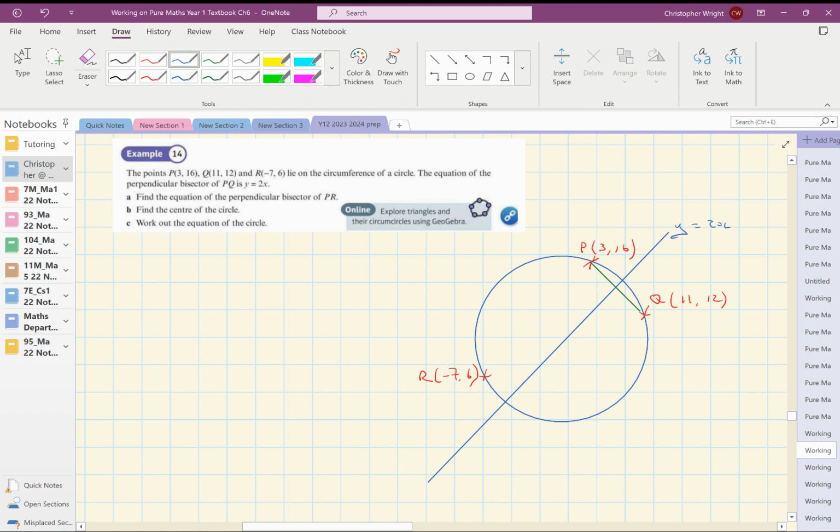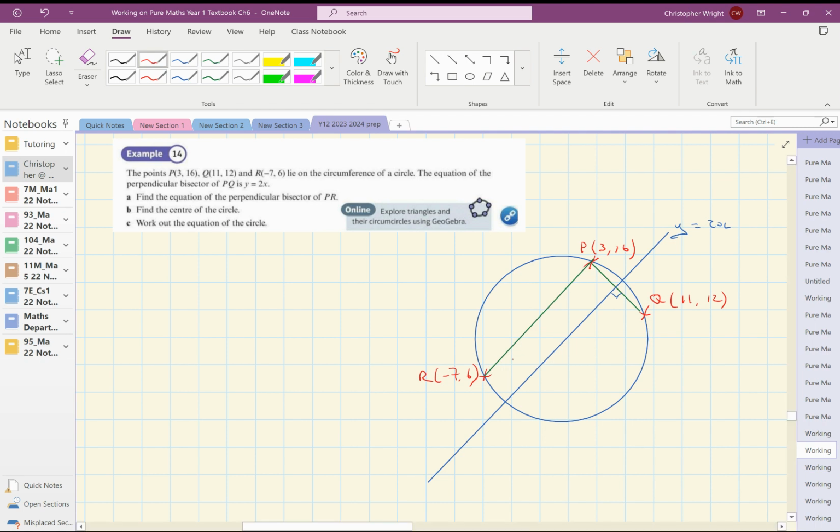Good. By the way, because that's the perpendicular bisector of the chord, we know that that blue line, y equals 2x, goes through the centre of the circle. Right. Find the equation of the perpendicular bisector of PR. Okay, well, let's draw PR first. That's PR. And I need to find the perpendicular bisector of PR.